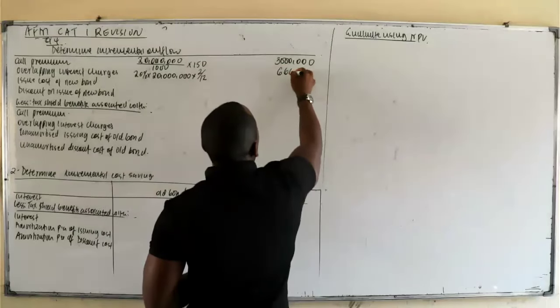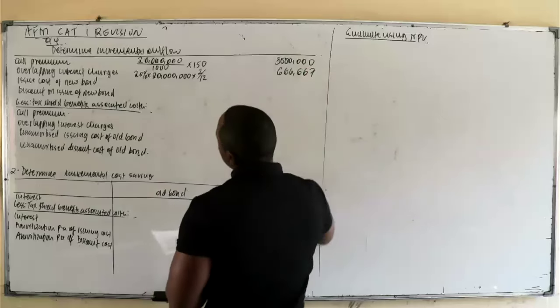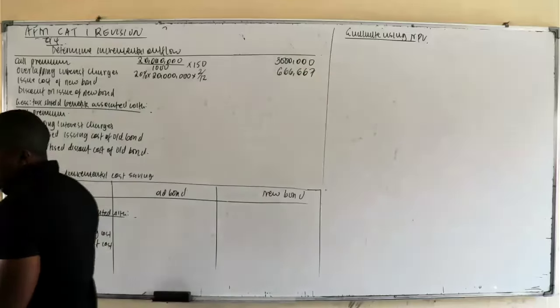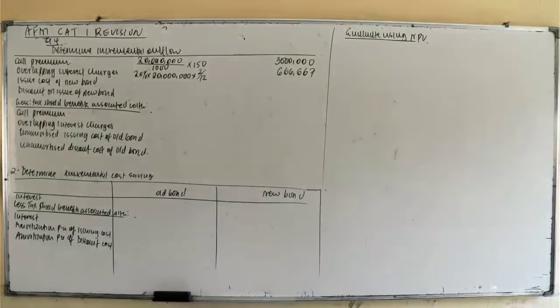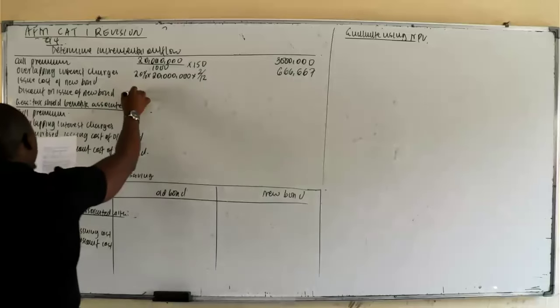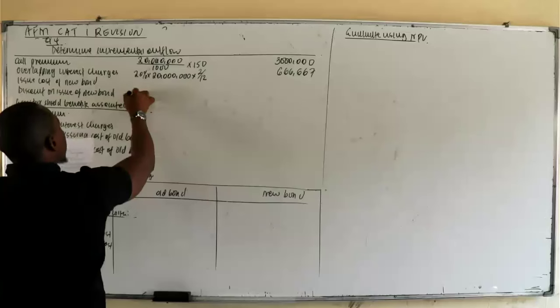666. 667. Good. Now let's go to the new bond. The new bond issue of 20 million would have 1,000 shillings par value per unit and a 15% coupon rate. They would have a 20-year maturity and it would be sold at a 10% discount to attract investors. So the new bond will be issued at a discount of 10%.